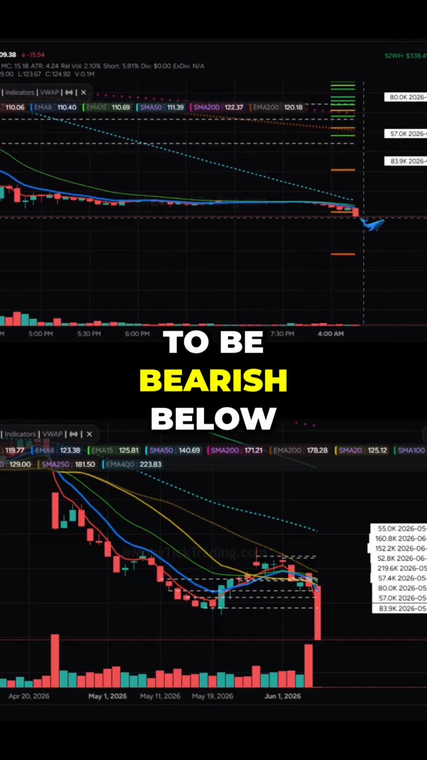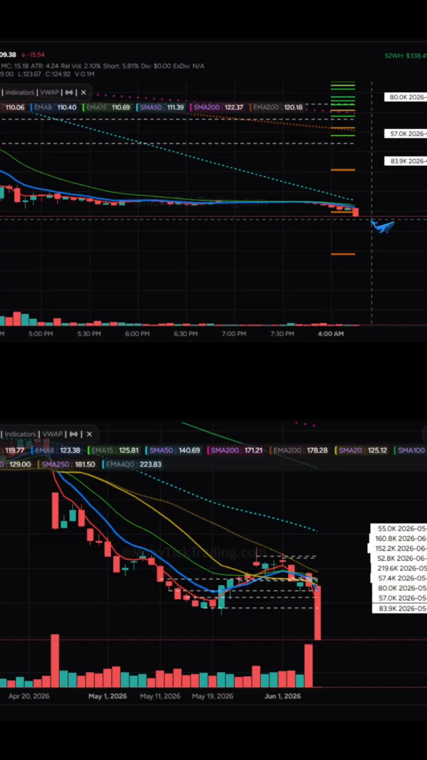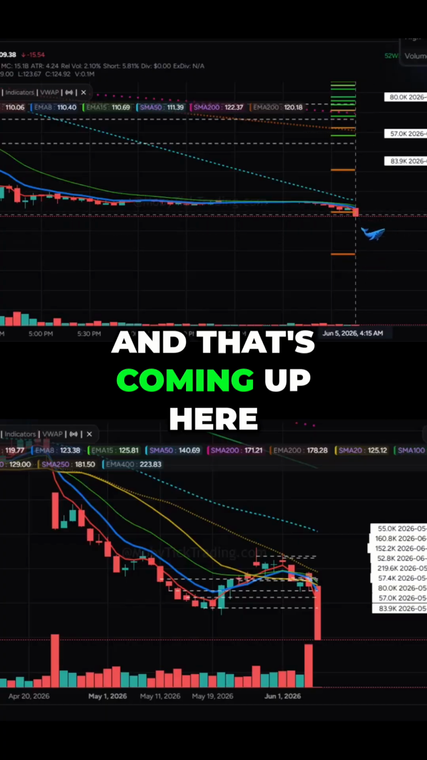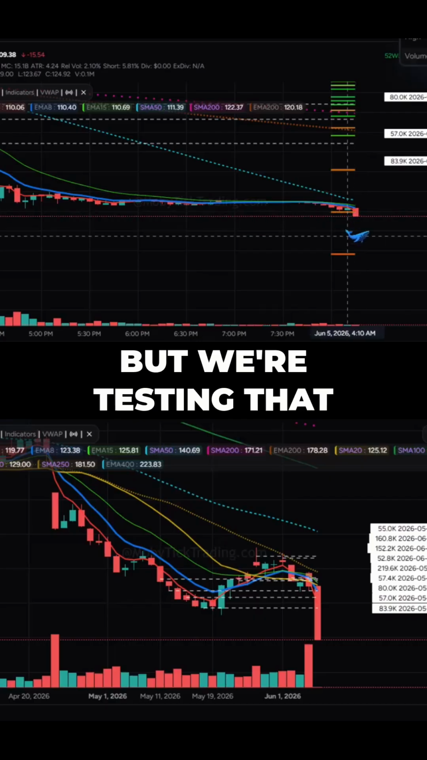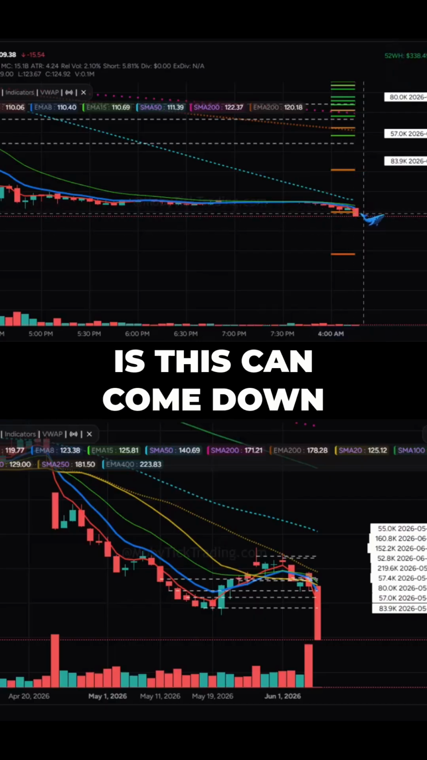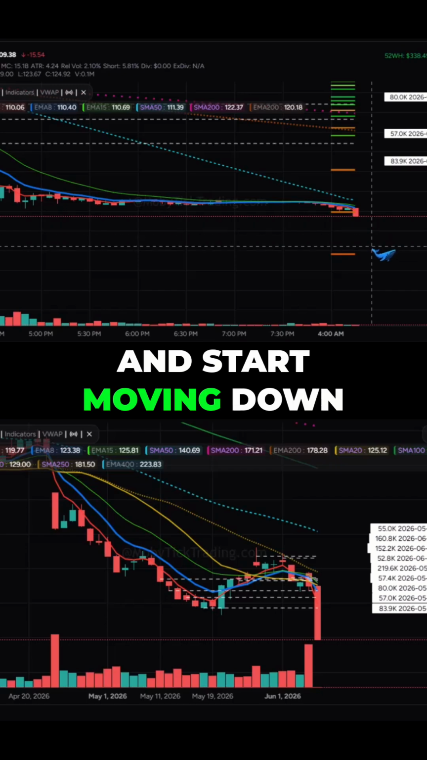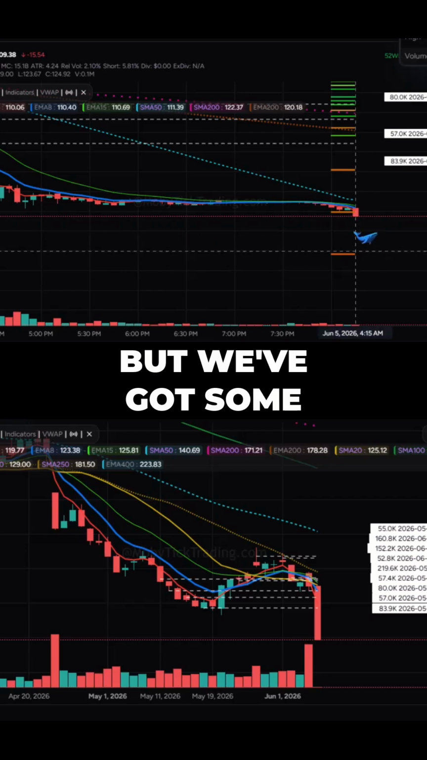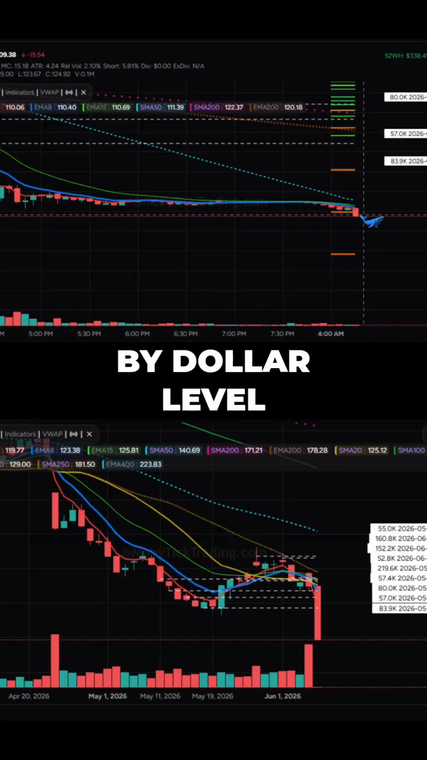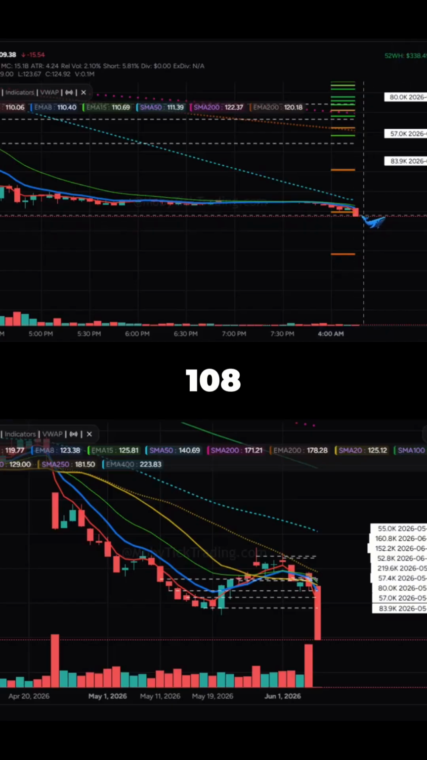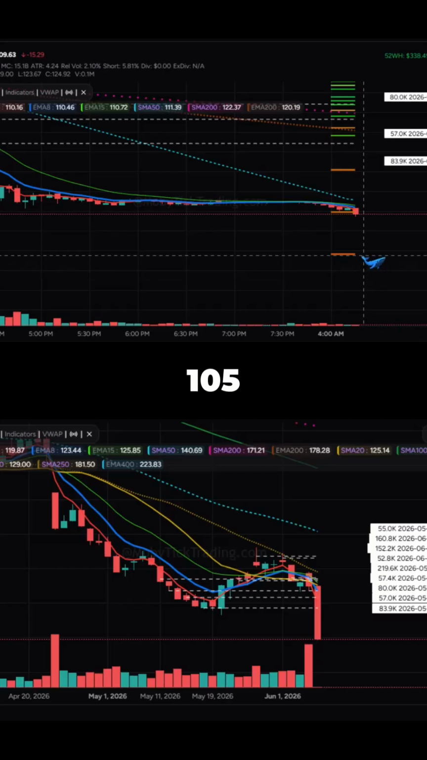So we are going to be bearish below 109, and that's coming up here. I was bearish below originally 109.87, but we're testing that. So what can happen is this can come down, retest, and start moving down a bit, but we've got some volume coming in now at the moment. So 109, 108, we'll do this by dollar level. 109, 108, 107, 106, 105, 104.54 is S5.